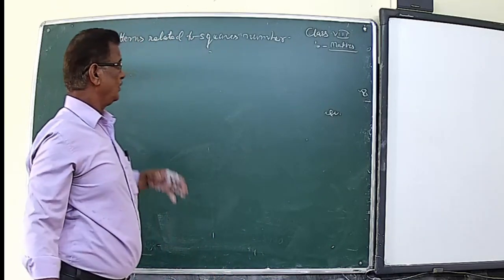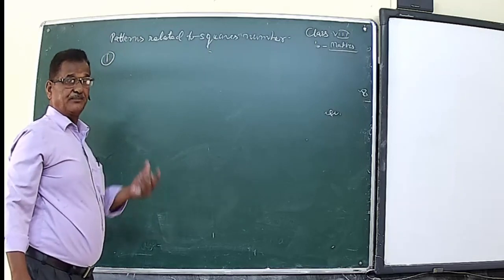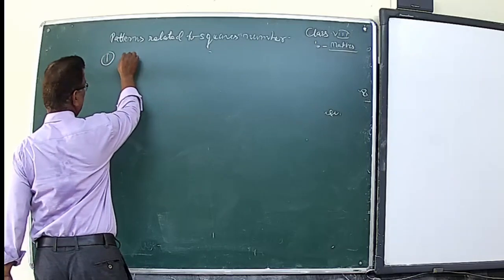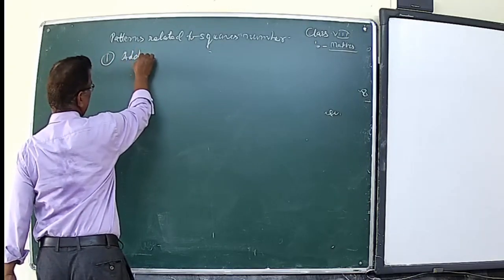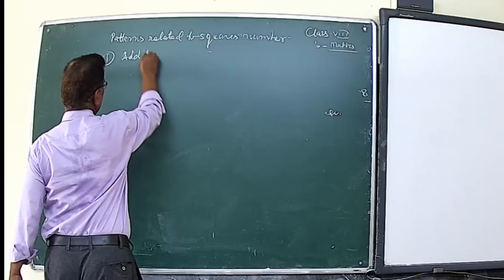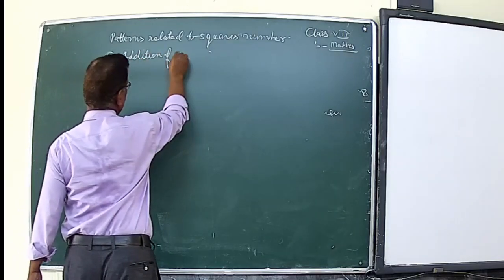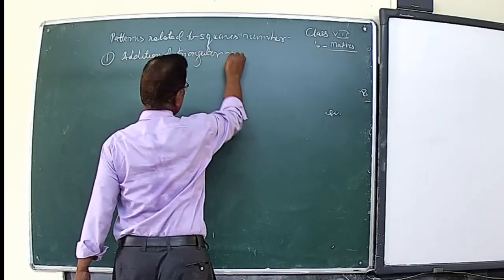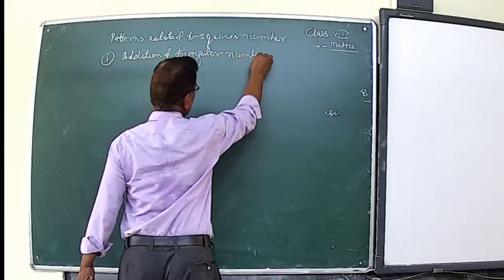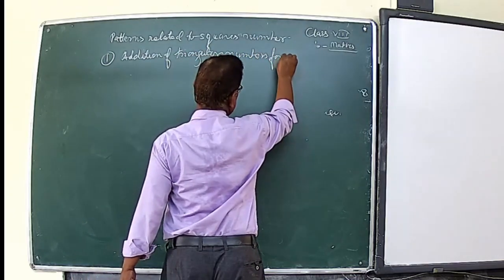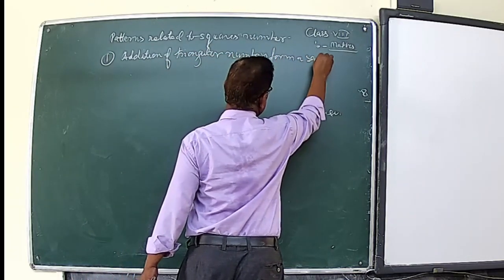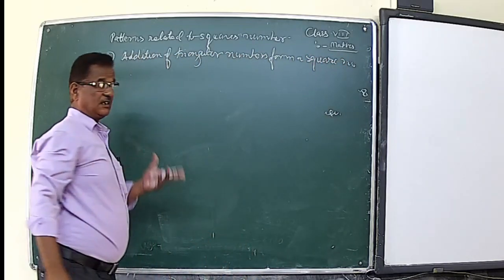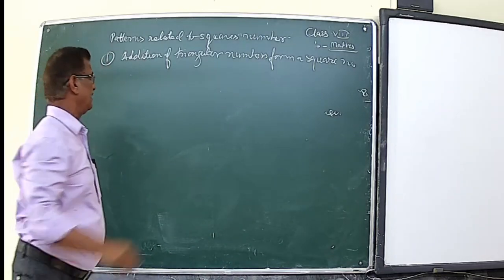The numbers whose dot pattern forms a triangle are called triangular numbers. The addition of triangular numbers forms a square number. So triangular numbers are those numbers whose dot pattern forms a triangle.